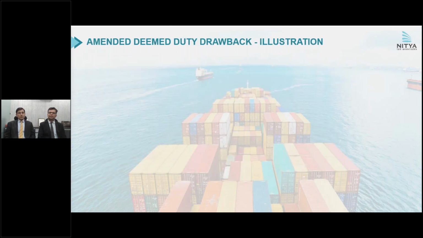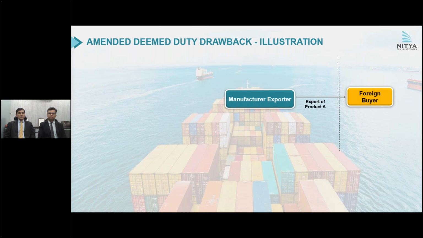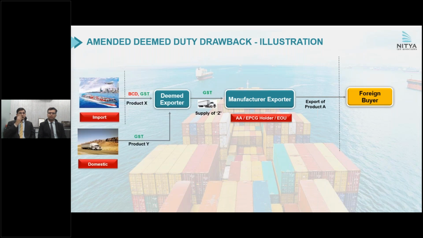Let us now illustrate the example which we discussed in the earlier slides to understand how the benefit would be available to the deemed exporter. Like in earlier slides, the manufacturer exporter invalidates an advance authorization for the deemed exporter. He may or may not have imported procurements, and he has some domestic procurements. Without proving that imported goods have gone into manufacture of the product Z supplied to the manufacturer exporter, the deemed exporter would be eligible for drawback on all industry rate basis.